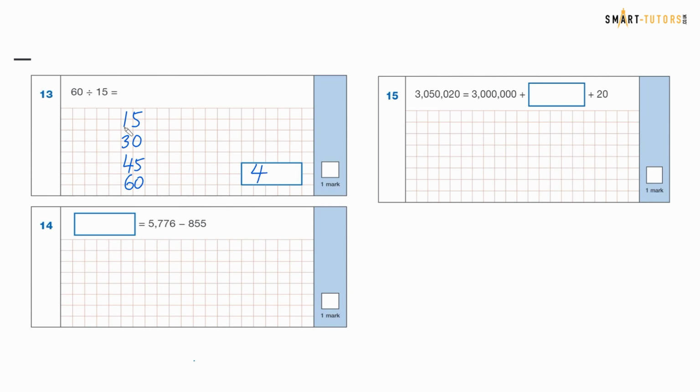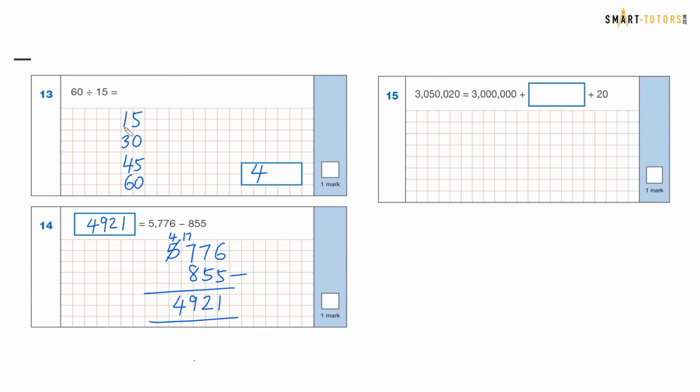Question number 14, something equals 5,776 take away 855. So this is a 4-digit number take away a 3-digit number. So 6 take away 5 is 1, 7 take away 5 is 2, 7 take away 8, so you have to carry 1, so it's 4 and then 17. So 17 take away 8 is 9 and 4, so 4,921. Well done. It's a column subtraction. 4,921 is the answer for question number 14.